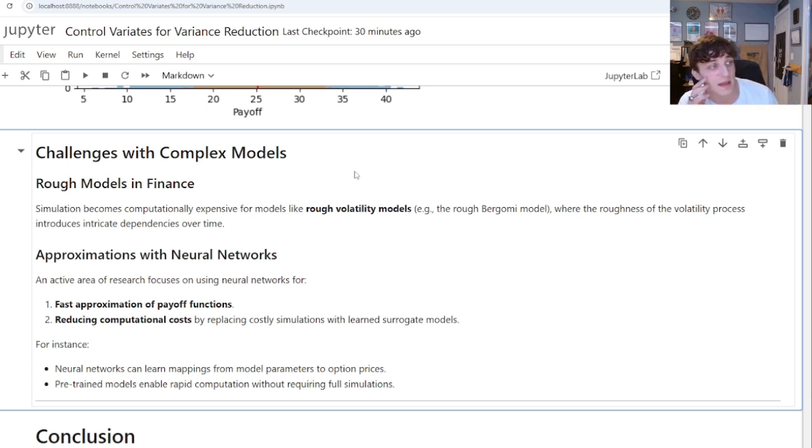So that's kind of like the gist at a high level of variance reduction. Hopefully that's an interesting link to the current streams of literature in finance. And I think that's going to do it for this video on control variates and variance reduction.